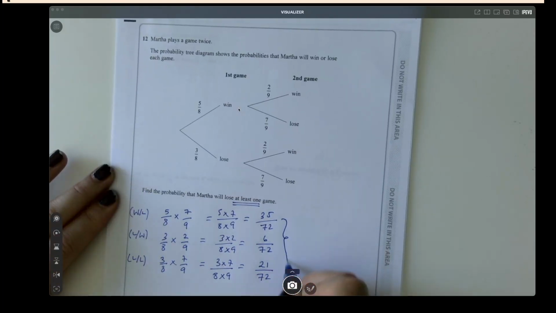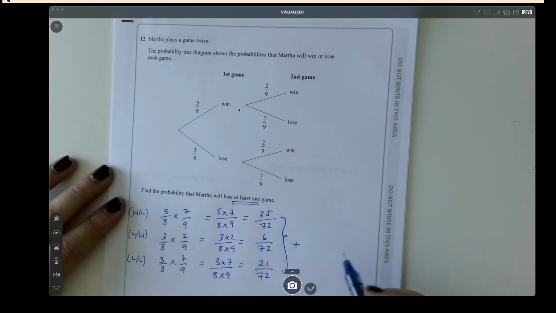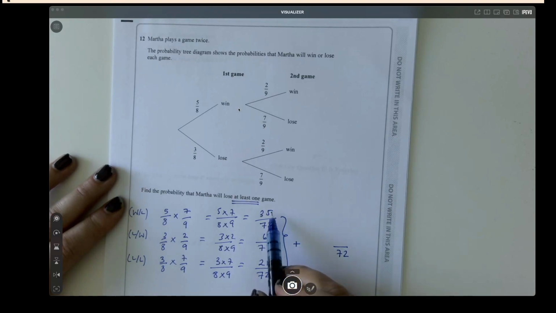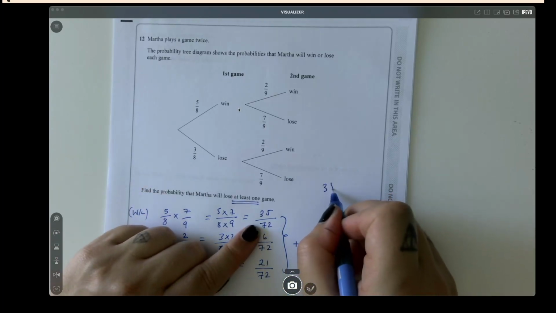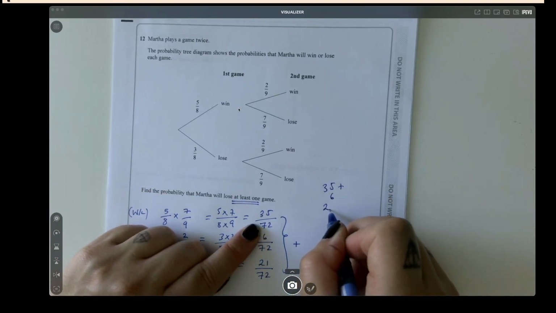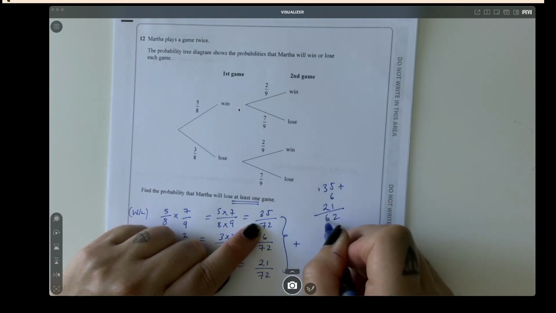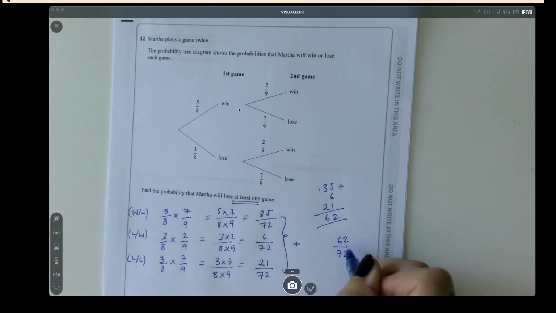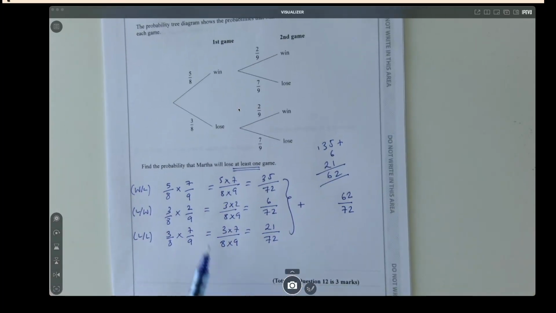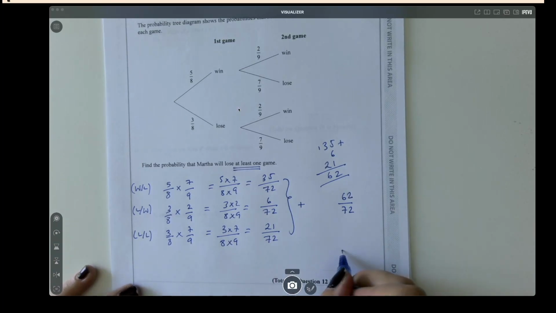Now we need to add these probabilities together. Now fortunately we have a common denominator of 72. It's just simply a case now of adding the numerators. So 35 plus 6 plus 21, so that's 11, 12. So we've got a probability of 62 out of 72 that Martha will lose at least one game. You don't have to simplify that any further, just pop it on the answer line.